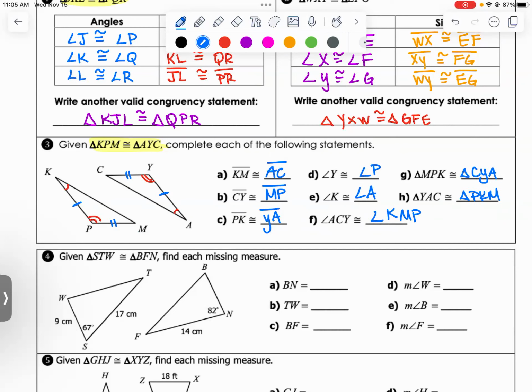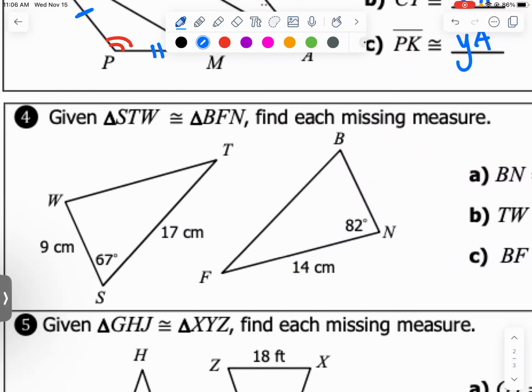All right, so now in number 4, we have the same thing where I have 2 congruent triangles, but now we have some measurements. Well, here we go. I know that S and B are corresponding. So what does that mean about angle B? It equals 67 degrees. Let's mark it down. Since S and B are corresponding angles in 2 congruent triangles, they're going to be the same.